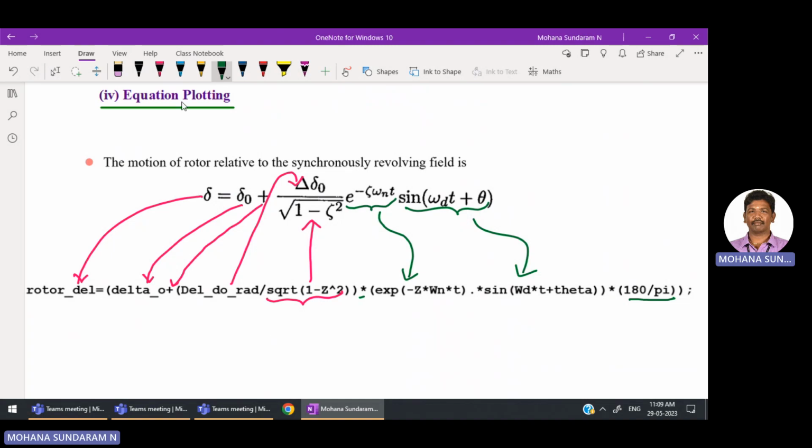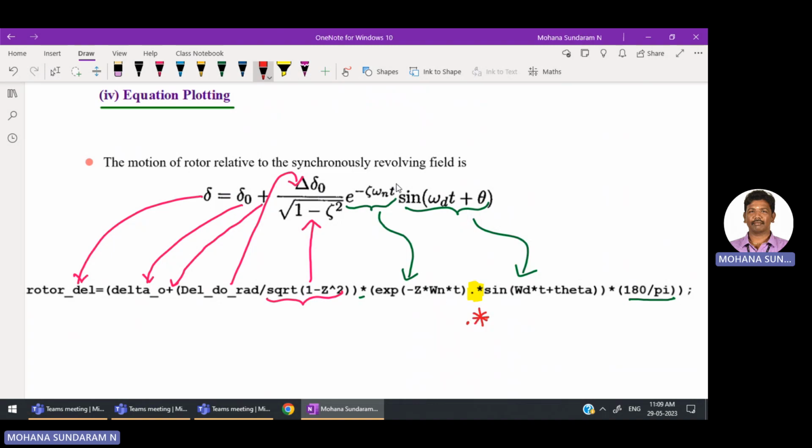The only important and new change that you have to note here is this one. It is not simply a star. It is actually dot star. You all know that this dot star indicates vector multiplication.